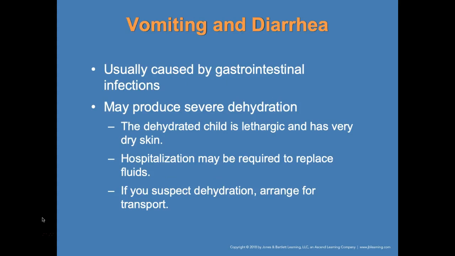Vomiting and diarrhea. If you have kids, you know that this happens quite often as well. It's usually caused by gastrointestinal infections. They can produce severe dehydration. A dehydrated child will be lethargic and have very dry skin. If they're very severely dehydrated, they might have to be hospitalized. If we suspect dehydration, we need to arrange for transport. We need to get these guys to the hospital and get them taken care of.